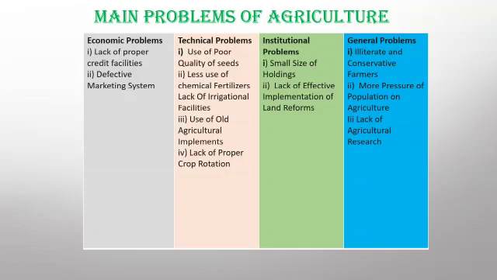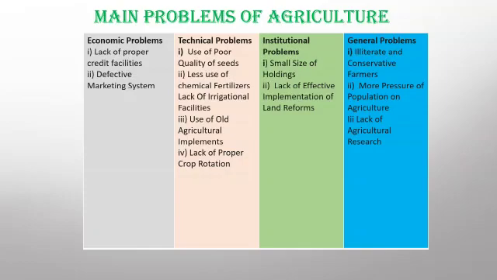Next one, lack of effective implementation of land reforms. One of the causes of backwardness of Indian agriculture is defective land reforms. In fact, land reforms have not been implemented effectively. Now, this one topic we'll study in the next part in detail.